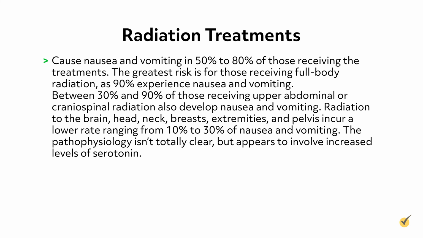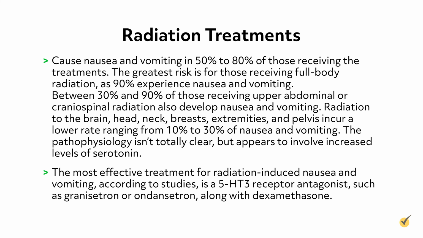Radiation treatments cause nausea and vomiting in 50 to 80% of those receiving the treatments. The greatest risk is for those receiving full body radiation, as 90% experience nausea and vomiting. Between 30 and 90% of those receiving upper abdominal or craniospinal radiation also develop nausea and vomiting. Radiation to the brain, head, neck, breasts, extremities, and pelvis incur a lower rate, ranging from 10% to 30% of nausea and vomiting. The pathophysiology isn't totally clear, but appears to involve increased levels of serotonin.